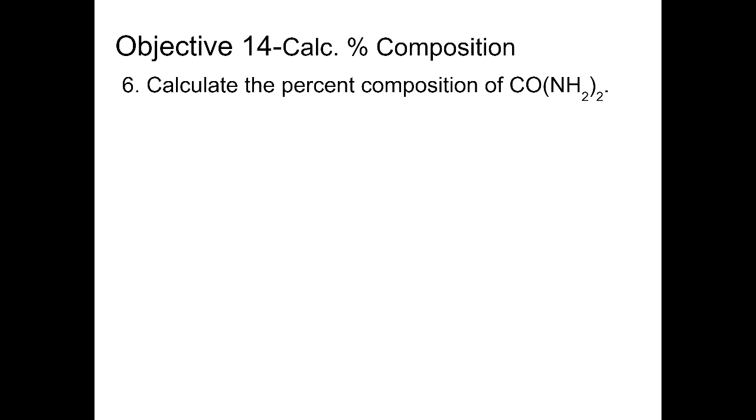So the answer to all of this is that in this compound, CON2H4, 20% of the molecule is carbon, 26% of the molecule is oxygen, 46% of it is nitrogen, and only 6% of it is hydrogen, even though hydrogen had the most atoms.